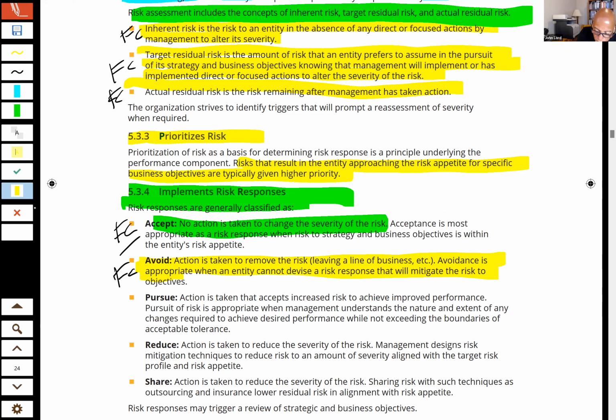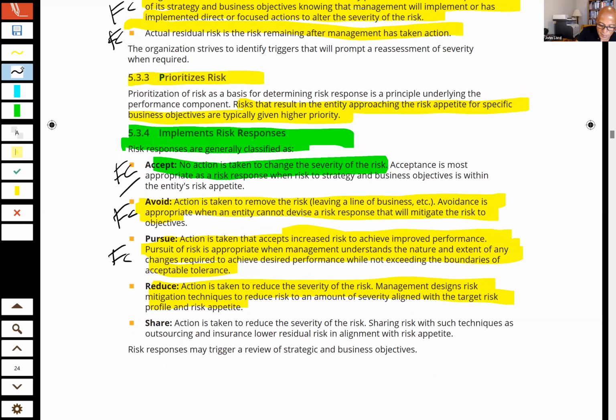Now, you could pursue action that accepts the increased risk for improved performance. Pursuit of risk is appropriate when management understands the nature and extent of any change required to achieve the desired performance while not exceeding the acceptable tolerance, okay? Reduce is actions taken to reduce the severity of the risk, okay? So again, mitigating techniques, driving more carefully, wearing the seatbelt, right? And then sharing the risk, and the classic example of sharing the risk is insurance.